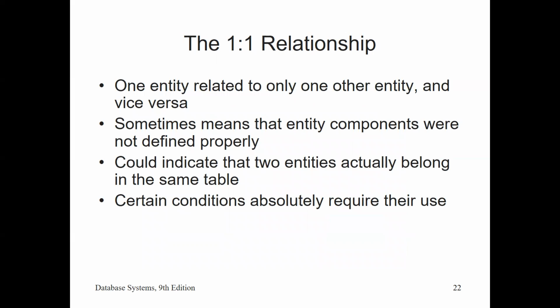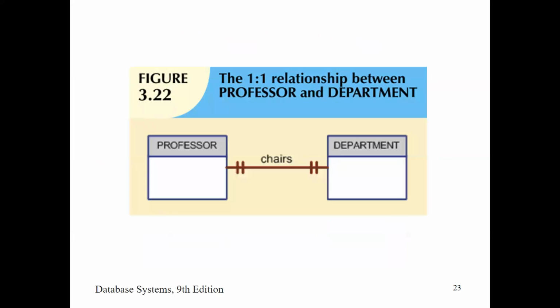One-to-one. One entity related to only one other entity and vice versa. Sometimes it means that entity components were not defined properly. Could indicate that two entities actually belong in the same table. Certain conditions absolutely require their use. For example, one department chair, a professor, can chair only one department, and one department can only have one department chair. Therefore, the relationship here is a one-to-one relationship.